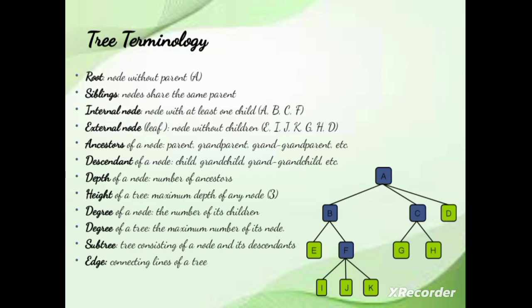Degree of a tree: the maximum degree of its nodes. The degree of a tree is the maximum number of children among all its nodes. It is determined by finding the node with the highest degree. Subtree: tree consisting of a node and its descendants. A subtree is a tree formed by a node and all its descendants, including the node itself. Edge: connecting lines of a tree. In a tree, edges are the connecting lines between nodes, representing the relationship and hierarchy in the structure. This slide provides fundamental terms and concepts related to tree structures, helping to understand and describe their properties.